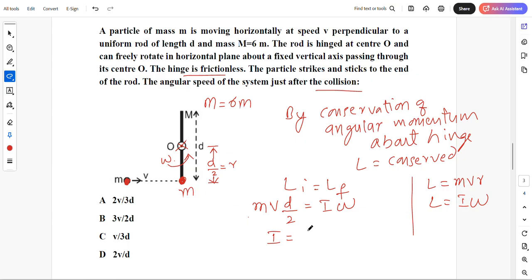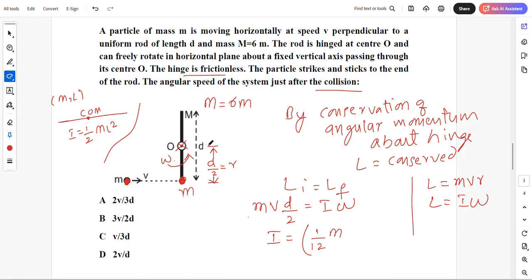sticks here, what will be the moment of inertia? What is the moment of inertia of this rod? It is nothing but at the center. What is the moment of inertia about the center for a rod of length L and mass m? In general, at the center, I is equal to 1 by 12 m L square. In the same way here, 1 by 12 m.